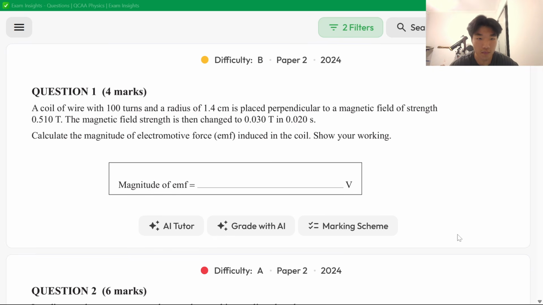Okay. Question 1. A coil of wire with 100 turns and a radius of 1.4 centimeters is placed perpendicular to a magnetic field of strength 0.51 T, so Teslas. The magnetic field strength is then changed to 0.03 Teslas in 0.02 seconds. Calculate the magnitude of electromotive force induced in the coil. So we're just after the magnitude, so we're using Faraday's law.